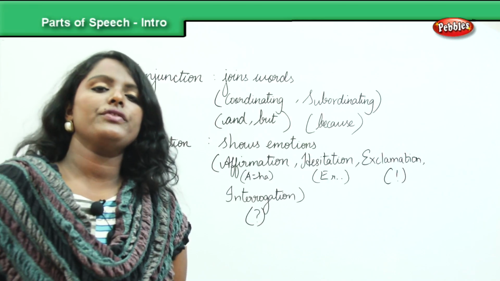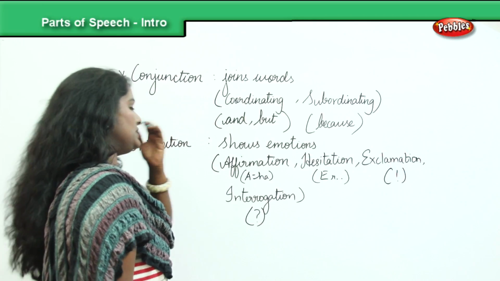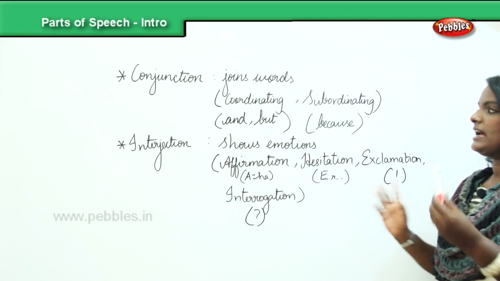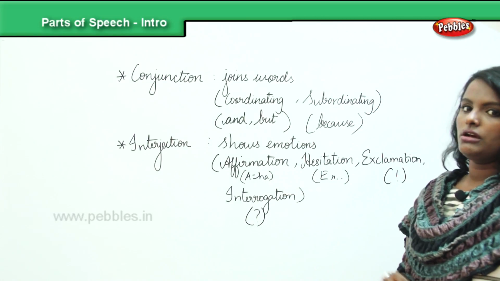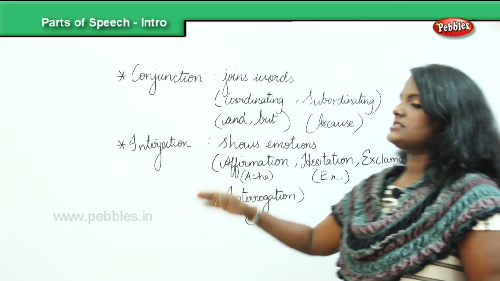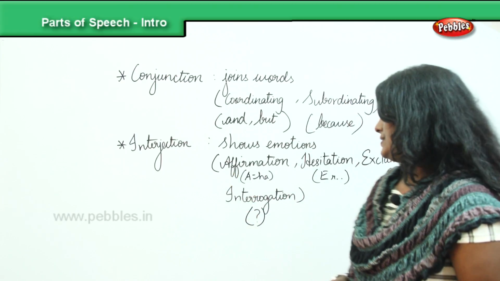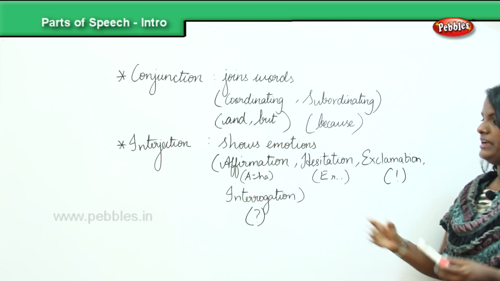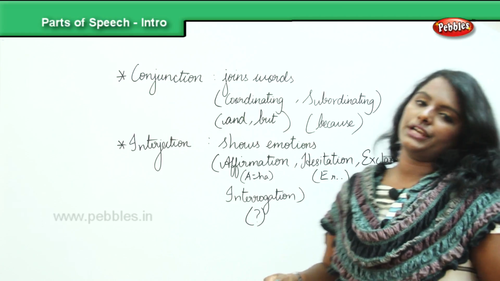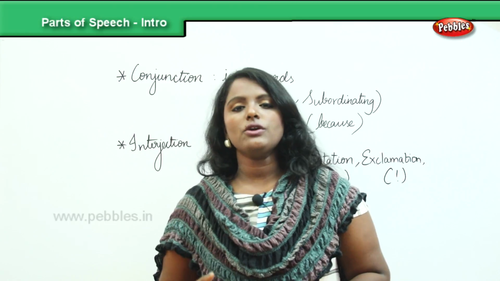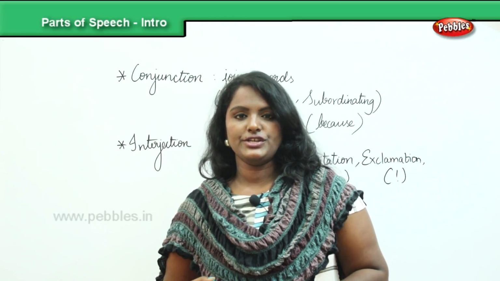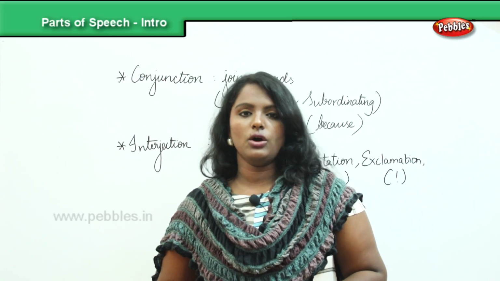Recollecting both the parts of speech. Conjunction is that which joins the words. It can either be a coordinating conjunction or a subordinating conjunction. Interjection is that which shows emotions, either through affirmation, hesitation, exclamation, or interrogation. So that brings us to the end of the parts of speech. We have learned altogether 8 parts of speech and their functions along with their types.